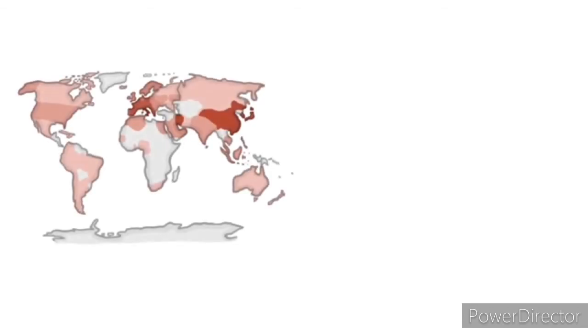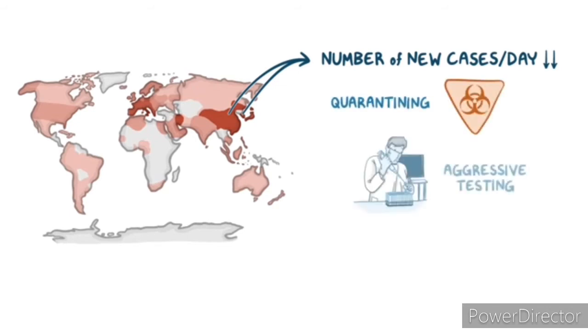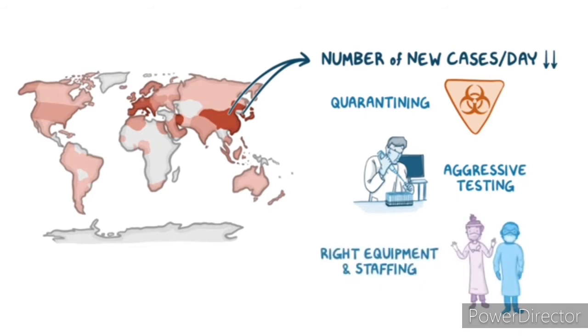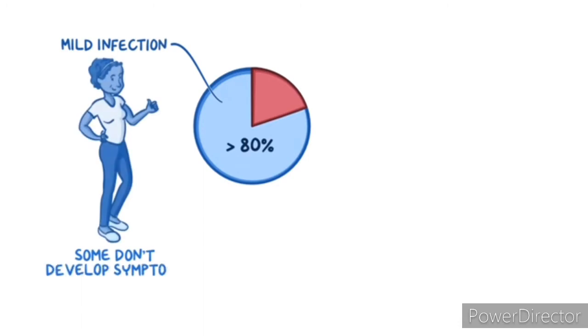Now, although the COVID-19 pandemic is still ongoing, the good news is that in China, and also in South Korea, the number of new cases per day has dropped off, largely due to the aggressive public health measures like quarantining, aggressive testing, and ensuring hospitals have the right equipment and staffing. Based on the current data, over 80% of the patients with COVID-19 have a mild infection, and some people don't develop any symptoms at all.